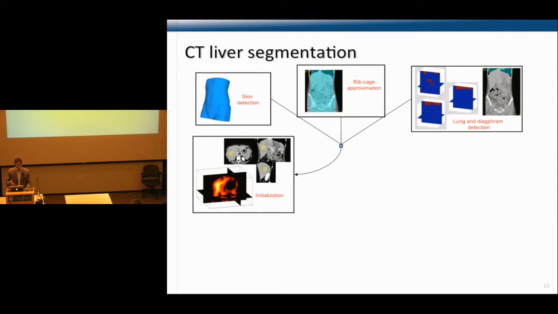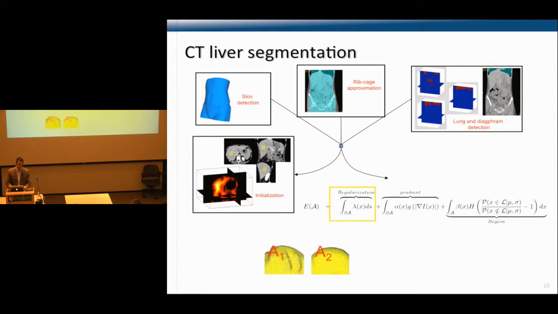So we detect the skin, approximate the position of the rib cage, and detect the position of the lung and diaphragm. This will create a seed point inside the liver and will propagate a mesh inside the liver until it finds the optimal boundaries. Basically, we minimize a cost function which will regularize the topology of the liver and attract the boundaries of the liver to the highest gradient in the image. That's really the driving force that will deform our initial mesh.